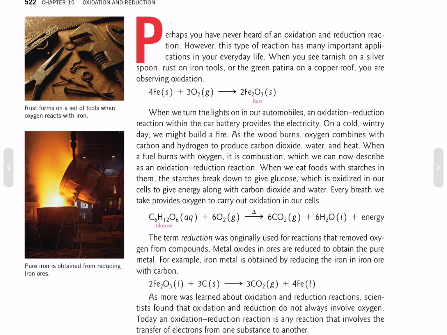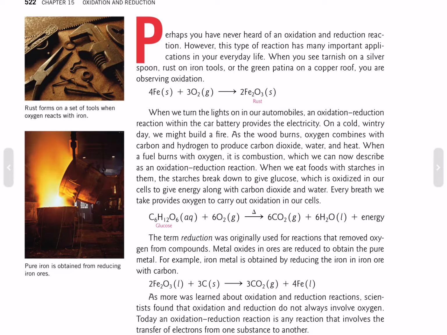On a cold, wintry day, we might build a fire. As the fire burns, oxygen combines with carbon and hydrogen to produce carbon dioxide, water, and heat. When a fuel burns with oxygen, it's combustion, which we now describe as an oxidation-reduction reaction.